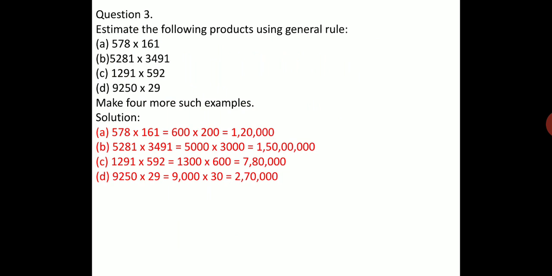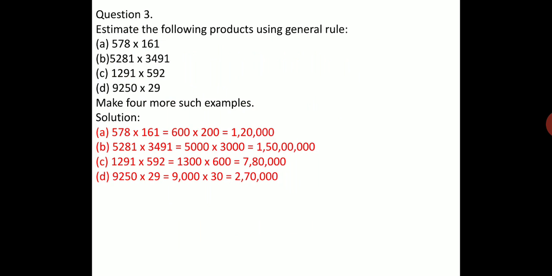Now A part is given, 578 multiplied by 161. It is not given what to do here, how much to be rounded off. So very simple, if it is a 3-digit number we will round off to 100. So 578 I rounded off to 100, the answer comes 600, and 161 rounded off to 100 is 200. The answer comes 6 twos are 12, and how many zeros will come? 4 zeros. So it is 1,20,000.